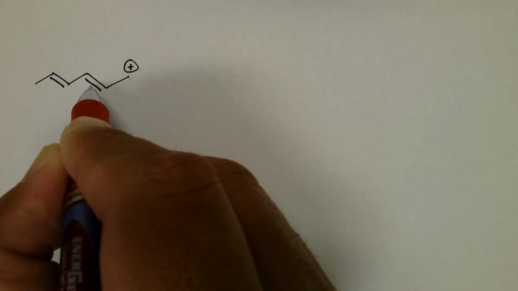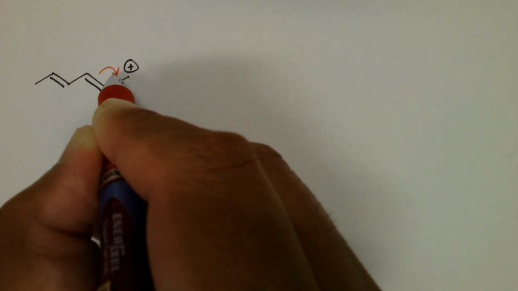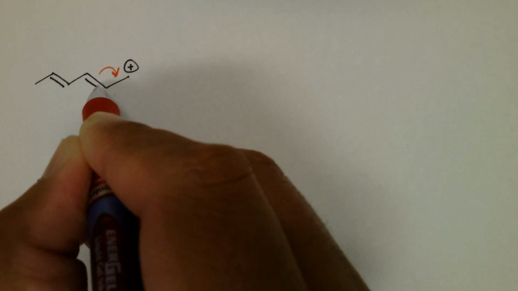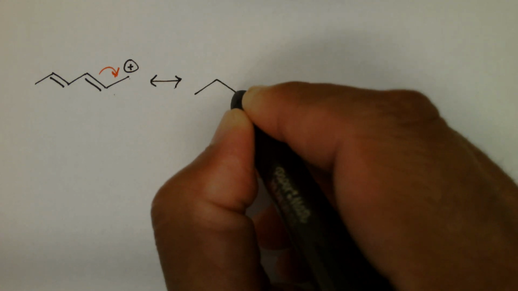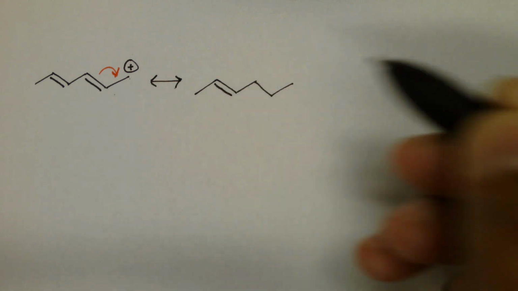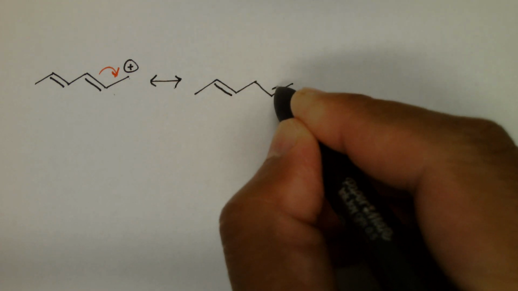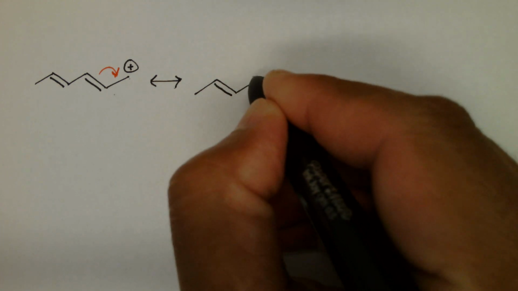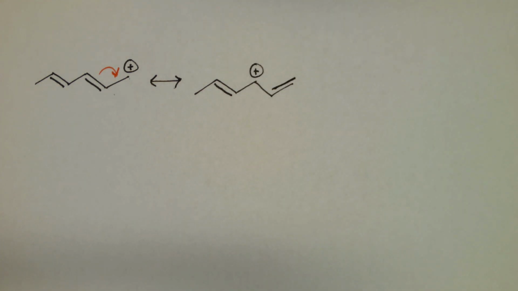So these pi electrons we can draw just like this. The full head shows a pair of electrons moving. Here's my double-headed arrow to represent resonance. That first double bond is still there, but now I'll draw a double bond on the other end. And now this middle carbon carries that positive charge.